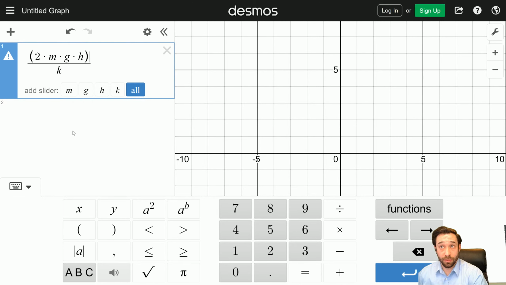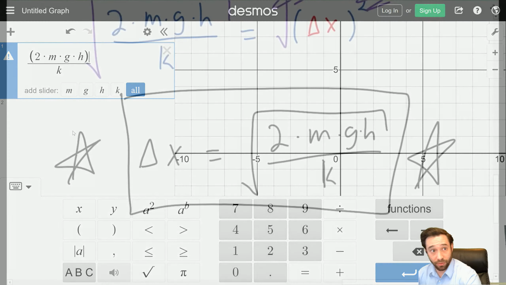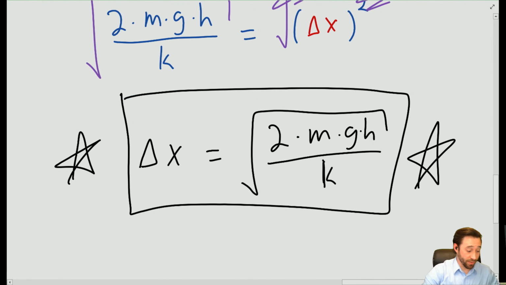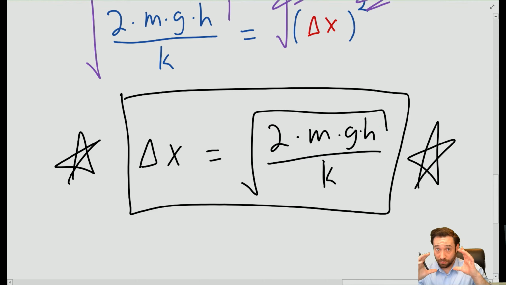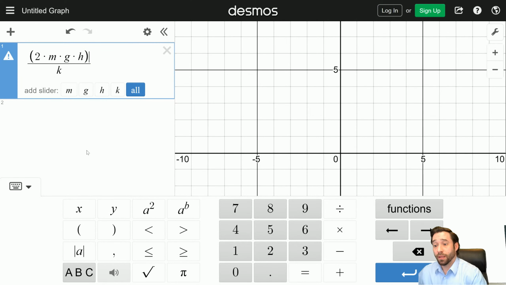Now, once I've gotten the shape of it looking right, so what I have just done is this. Whoops, I'm gonna do a different color. Is this part right here? So the 2 M G H and then the K. So I've gotten that set up.